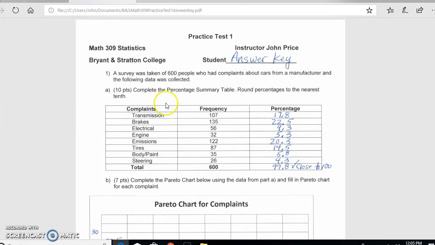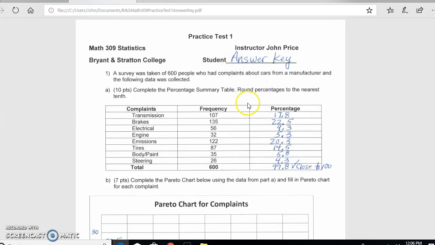So in this table, in the first column, we are given the different types of complaints that were made about the cars. For example, some complained about transmission problems, others about brakes, electrical problems, and so on. In the second column of the table, we're told the number of people who complained about each of these categories. The frequency is what we call this. So we had 107 people who complained about transmissions, 135 who complained about brakes, and so on. The total was 600 people in the survey.